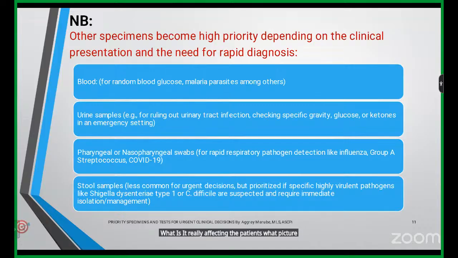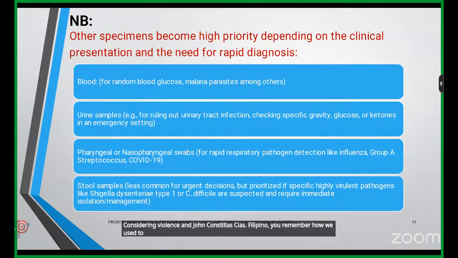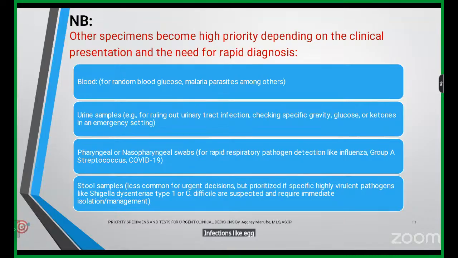We have patient samples like pharyngeal and nasopharyngeal swabs for rapid respiratory pathogen detection, like influenza. As we all know, certain groups of influenza are considerably virulent and can cause serious infection. You remember how we used to deal with COVID-19? There are other cases like streptococcal infections, like group A streptococcus bacteria.